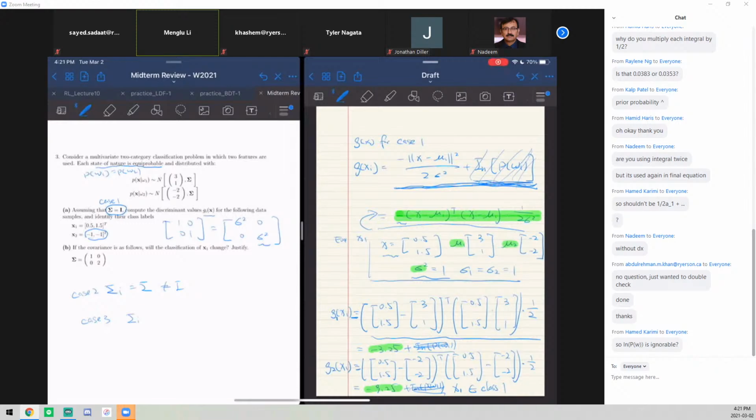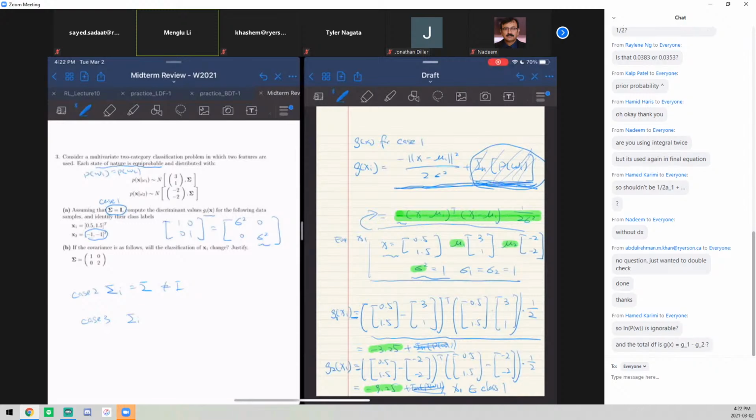But if we ask what's the equation for the G function for case 1, we need to include this. The only way we ignore this is because the question told us the prior probability is the same for each case. That's the only way.